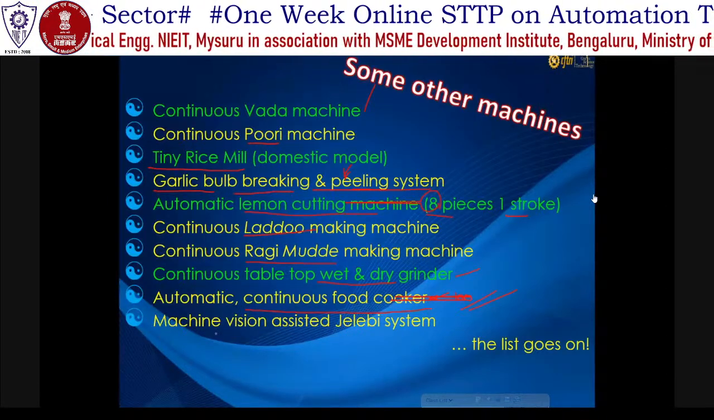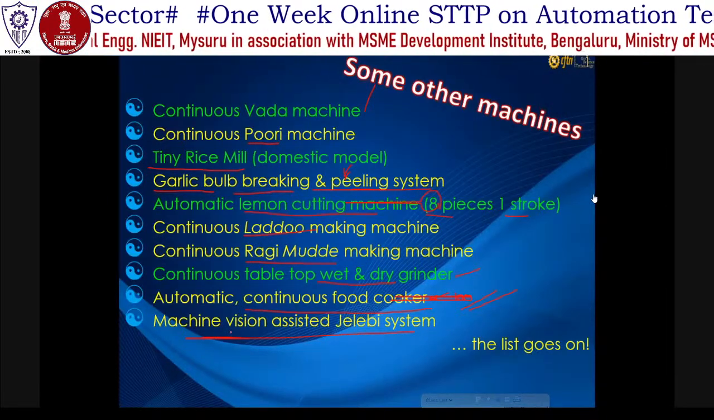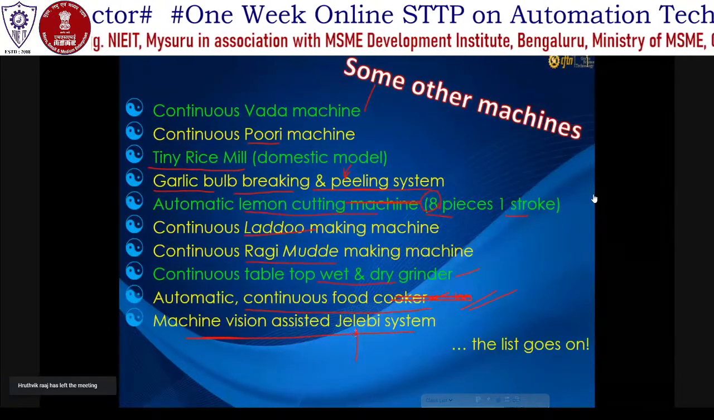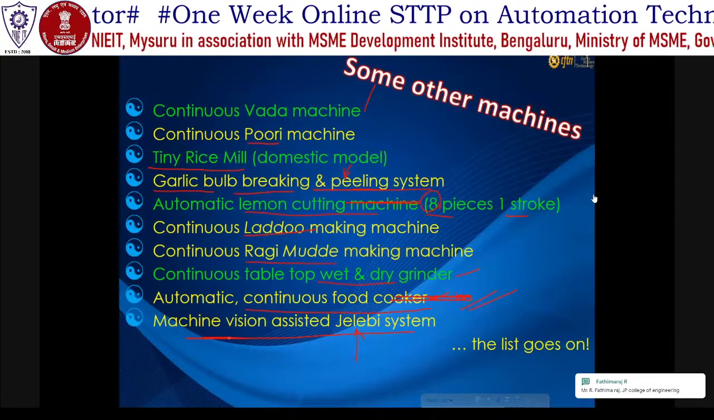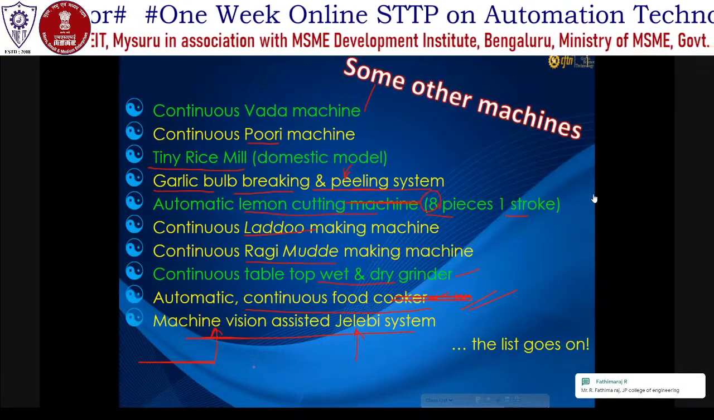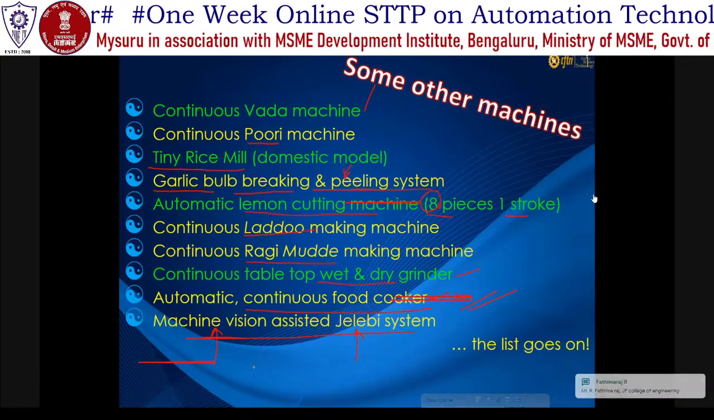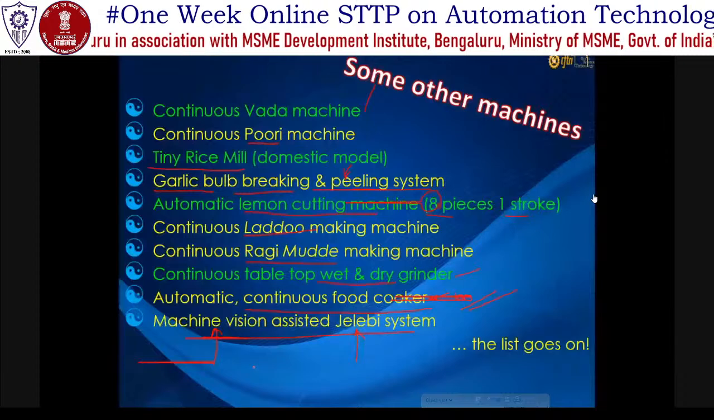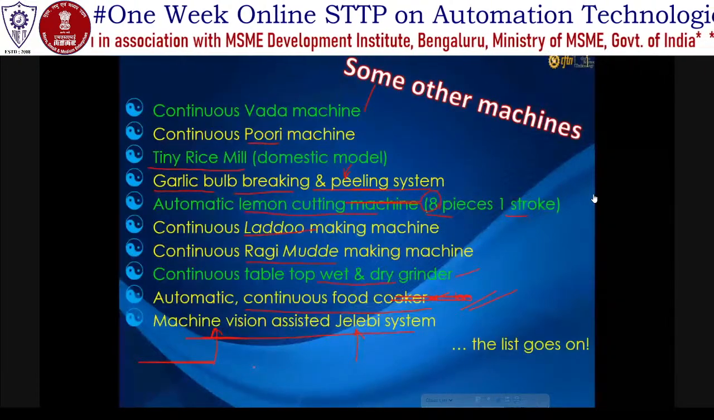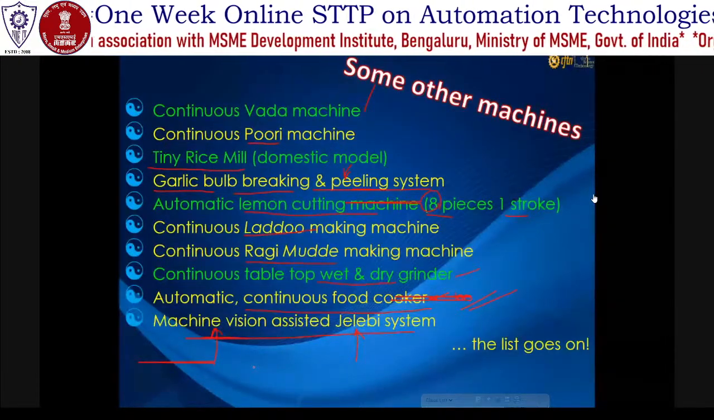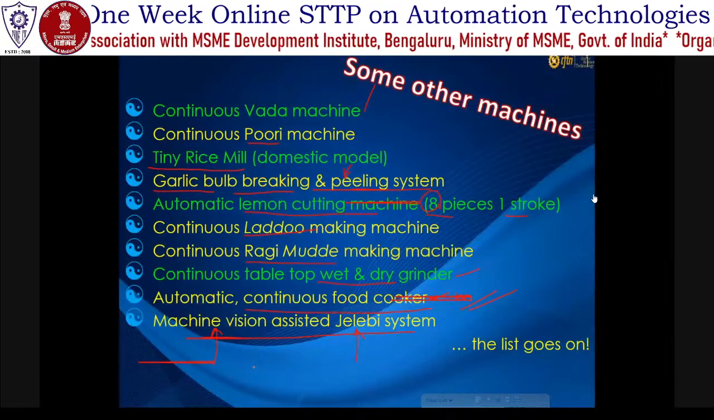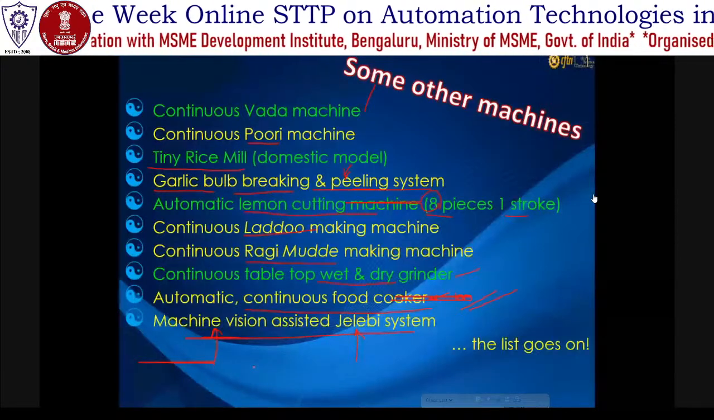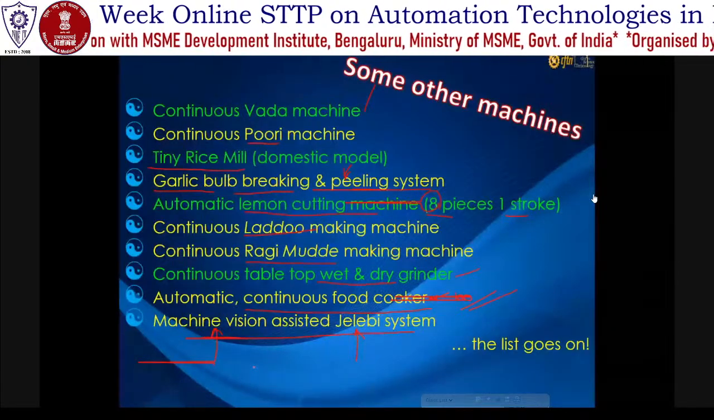My colleagues are working on this system, continuous machine vision assisted jalebi system. So the jalebi forming has been done, but what is this machine vision doing? There is a camera which is looking at the jalebis when they are frying in oil. Unless and until the jalebis get that desired color, they will remain in the oil. Once the color has been achieved, then it is removed from there and soaked into your sugar syrup.